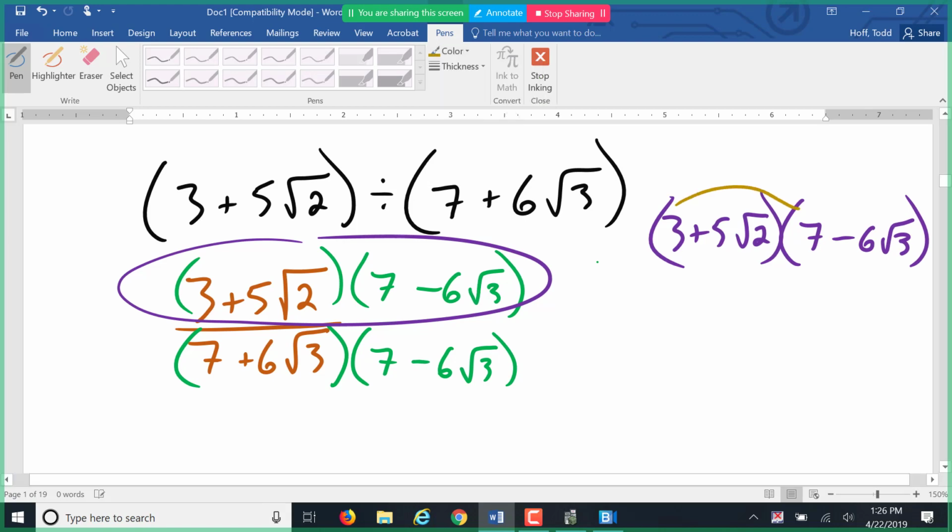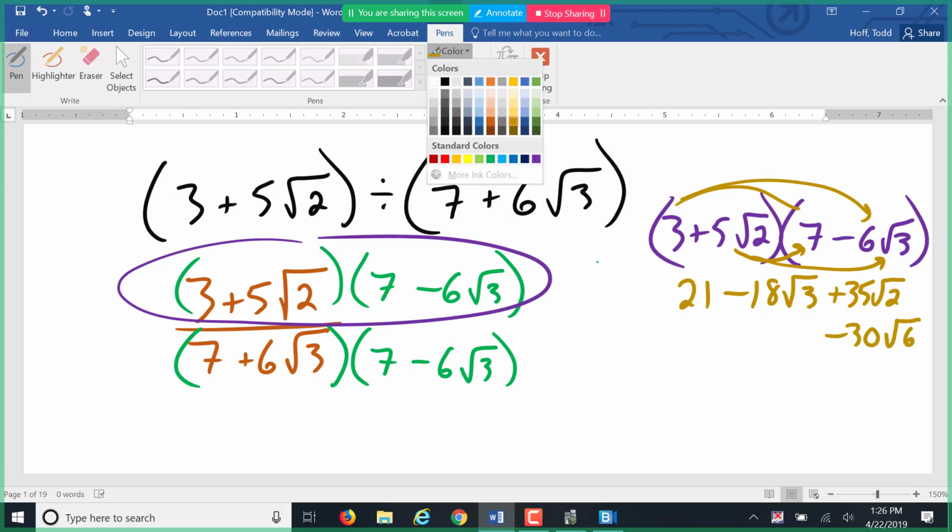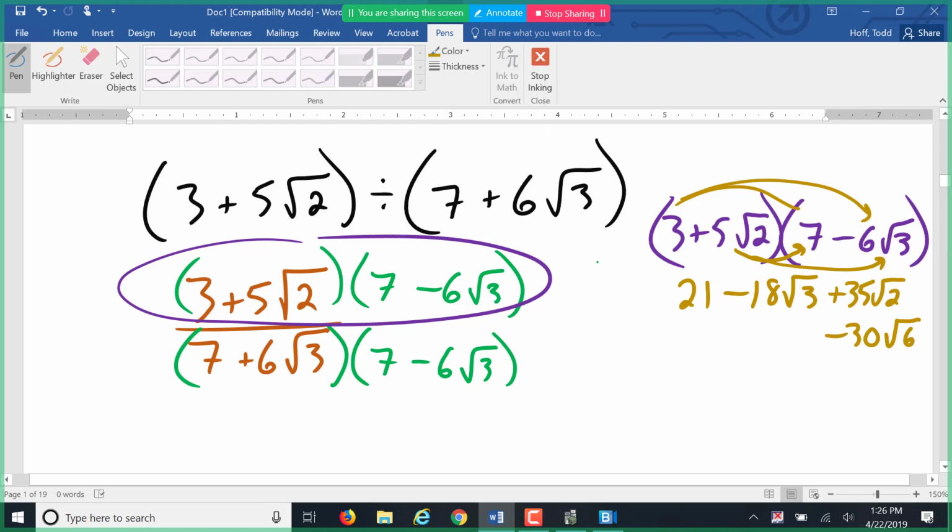So we've got 3 times 7 is 21. 3 times negative 6 root 3 is negative 18 root 3. 5 root 2 times 7 is 35 root 2. 5 root 2 times negative 6 root 3 is a negative 30 root 6. That whole mess right there is my numerator. Not pretty at all. My denominator will be a lot neater.